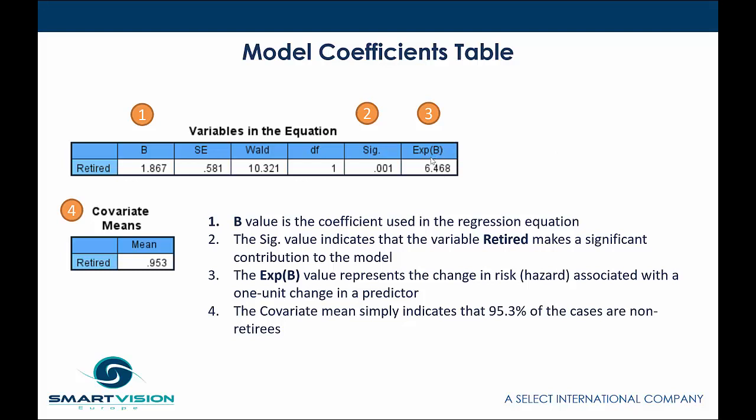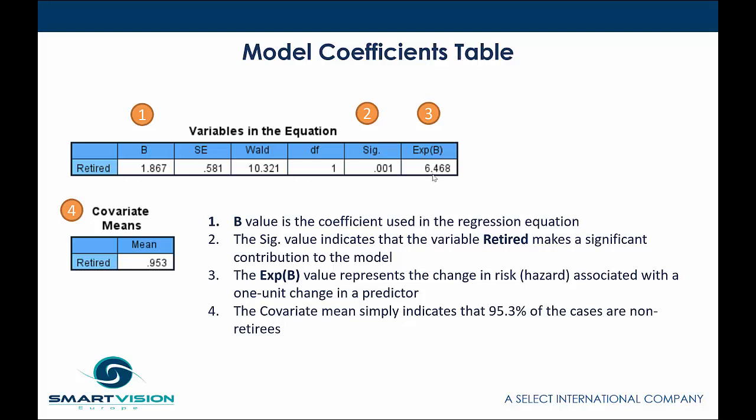And then we get the really important value, which we're going to spend some time looking at. This is called the EXP-B value, or the exponentiated B value, exponentiated beta value. And it represents the change in risk or the change in hazard associated with a 1 unit change in the predictor. And it's a positive number here. It's a number that's greater than 1.